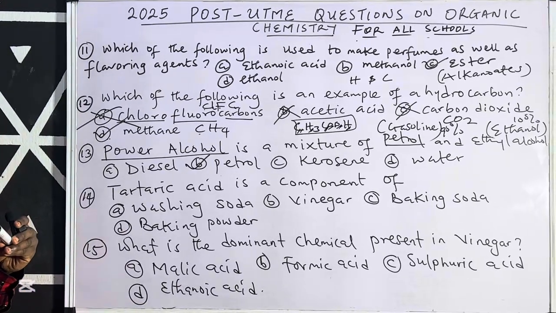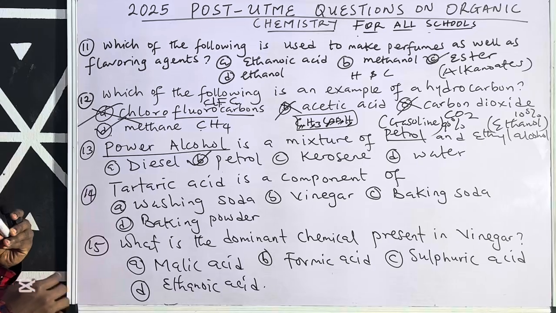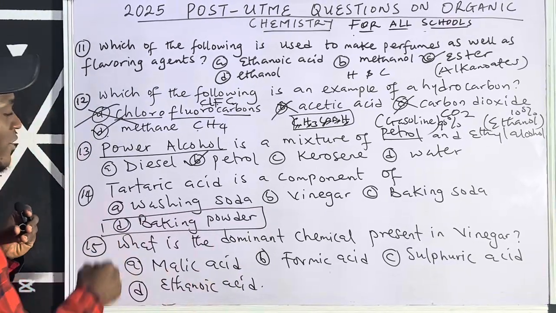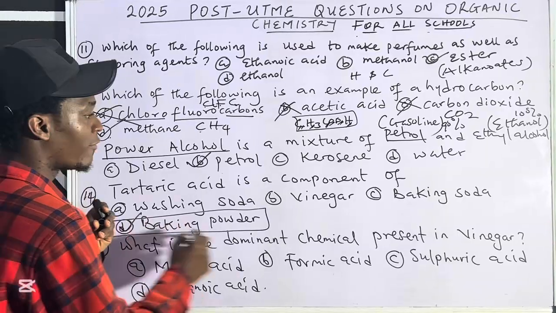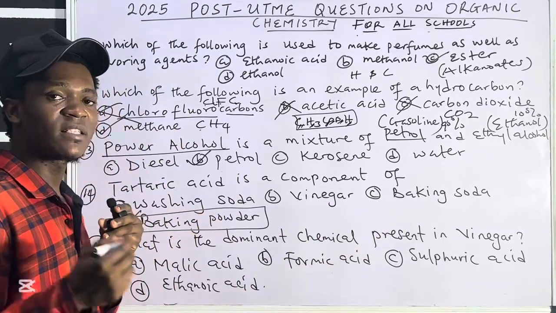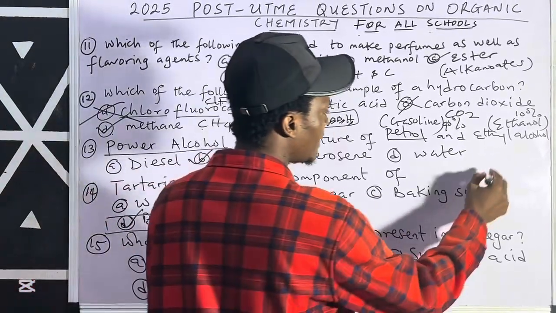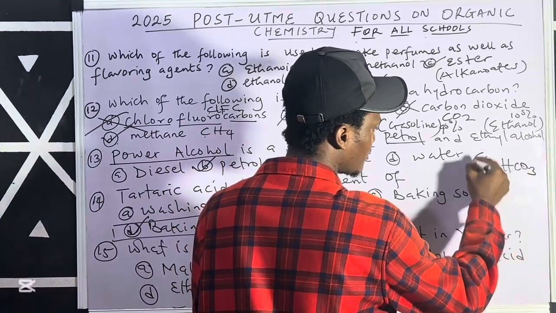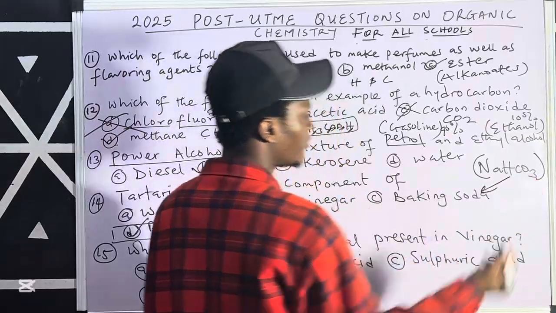Tartaric acid is a component of dash. Tartaric acid is simply a component of baking powder. Never should you mistake baking powder for baking soda. Now, what is baking soda? Baking soda is sodium bicarbonate, which is sodium hydrogen carbonate. Just this is baking soda.